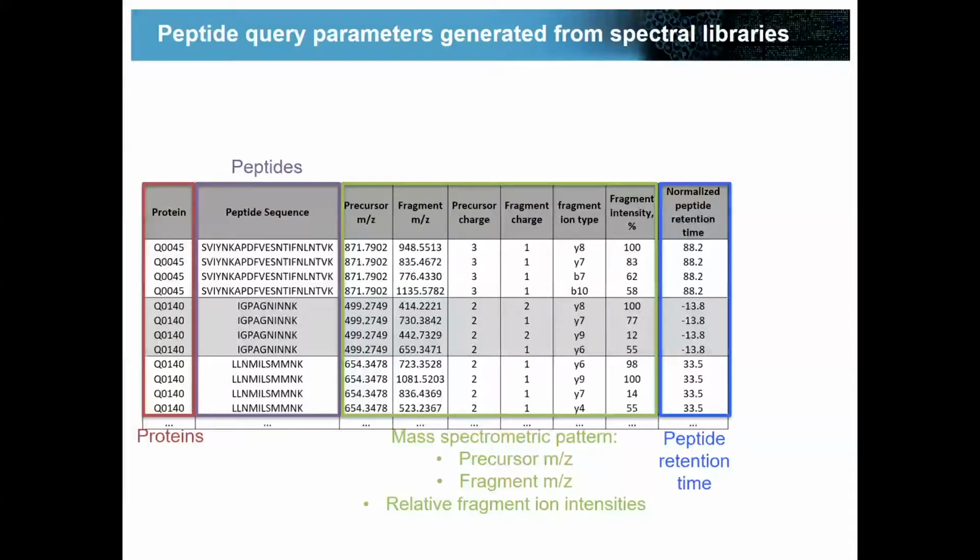And so I also showed this slide earlier, but just to remind you that this is the goal now. This is the outcome that we want at the end of this spectral library generation stage, or this peptide query parameter generation stage. So this is the proteins, the peptides that we're interested in, and how they look to the mass spectrometer in terms of their precursors and fragments, relative ion intensities, and their retention time in some kind of normalized space. So this is also what we will do in the tutorial in the afternoon.